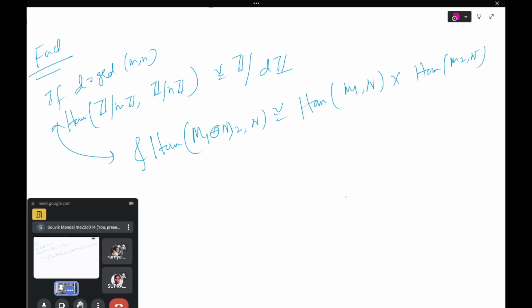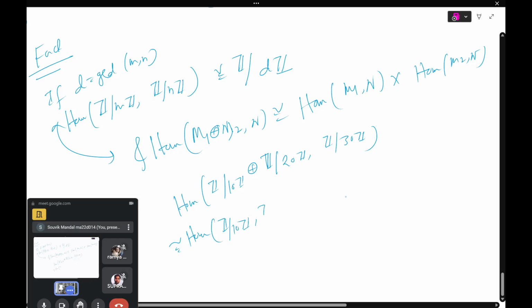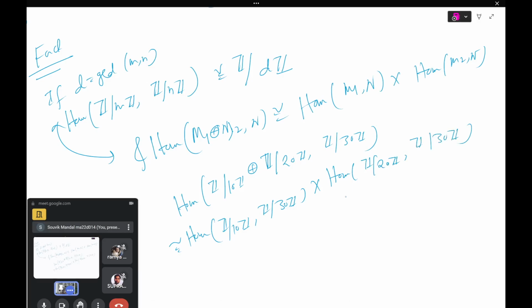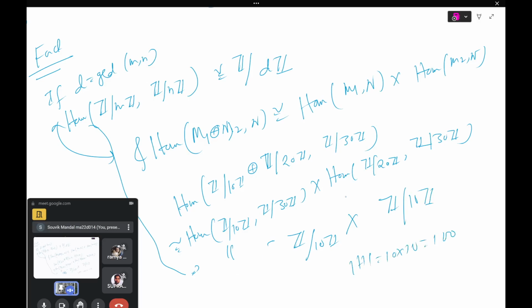Okay, so Hom(Z/10Z cross Z/20Z, Z/30Z). Mathematically, Hom(Z/10Z, Z/30Z) cross Hom(Z/20Z, Z/30Z), and by that fact this is equal to Z/10Z cross Z/10Z. So the order of the group is 10 multiplied by 10, which is 100. So this is the argument.